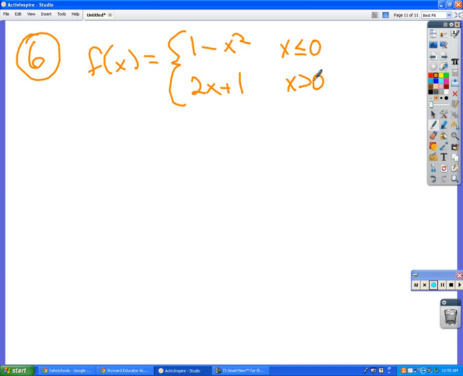Okay, so for 6a, if you evaluate f of negative 2, which one of these two things do you plug it into? The first one or the second one? The first one, because negative 2 is less than 0. So negative 2 squared is 4, and 1 minus 4 is negative 3. And then f of 1 would go in the second one, and so that's going to be positive 3. 2 times 1 is 2 plus 1 is 3. Okay, so that's the easy part. The harder part is to sketch the graph.